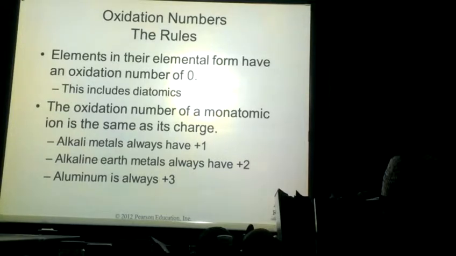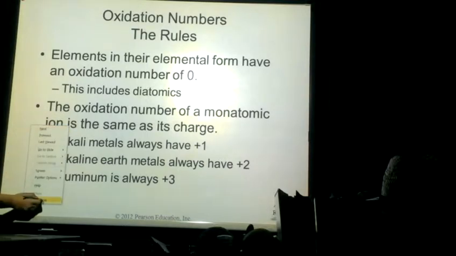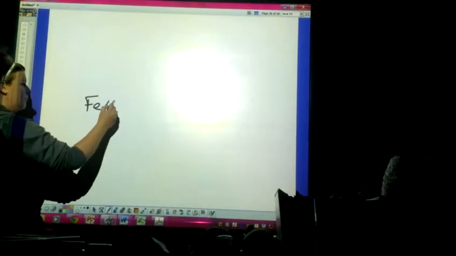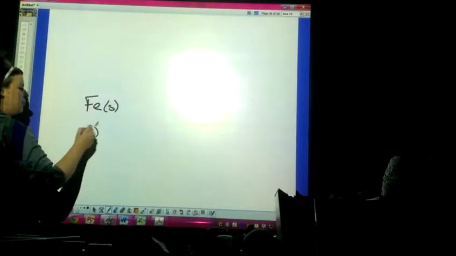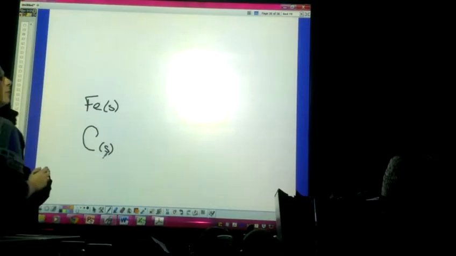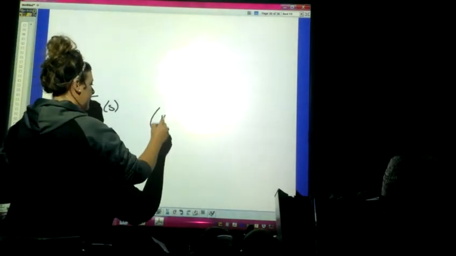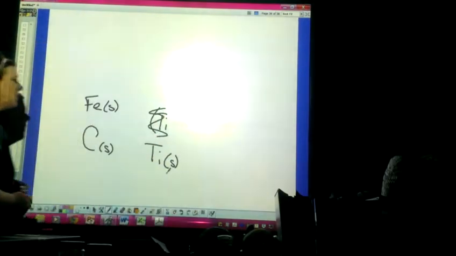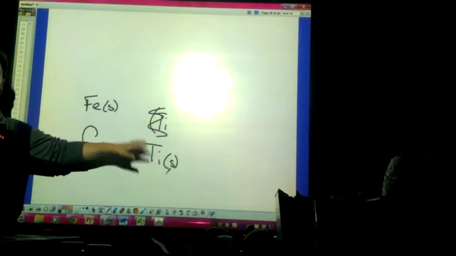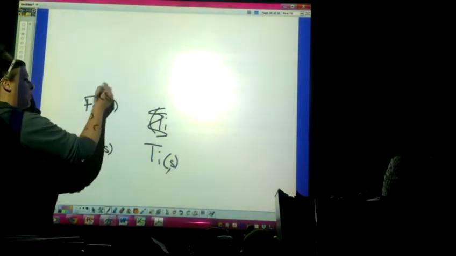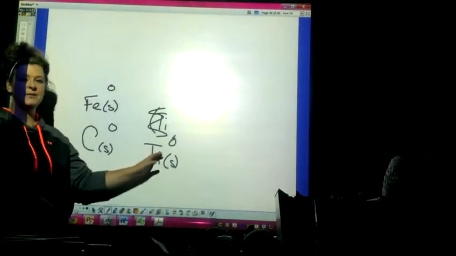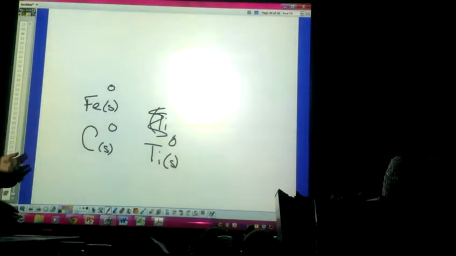Guys, this one's really straightforward in that if you're looking at a reaction and you see just Fe, or maybe I give you carbon, or maybe I'll give you, I don't know, titanium. These are elements that are just all by themselves. So I just give them an oxidation state of 0. So anytime you see something all by itself, it just has an oxidation state of 0. Okay, it's just in its neutral form.